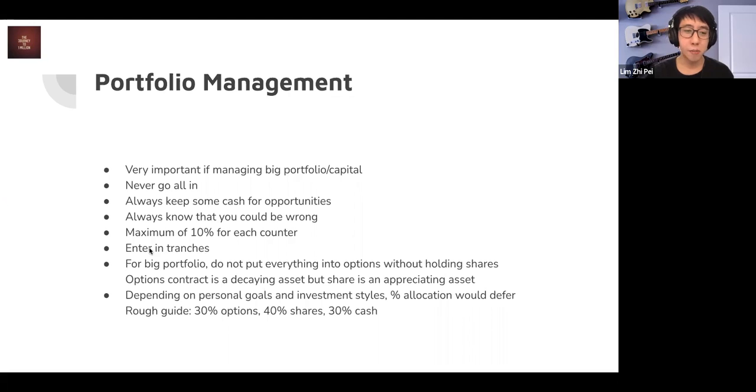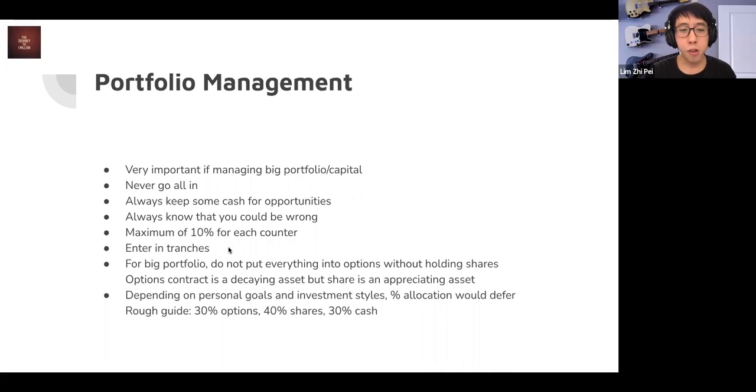And then you must enter in tranches if possible. If your portfolio is big enough, you can split into maybe 3 entries for one counter, so you enter only maybe 3% each time, because you can never know when the bottom is going to be for the stock price. When you see it reach a good strong support, you can enter a few contracts, and if it drops some more, you can enter more. That is how you dollar cost, and eventually you can make more money out of it.